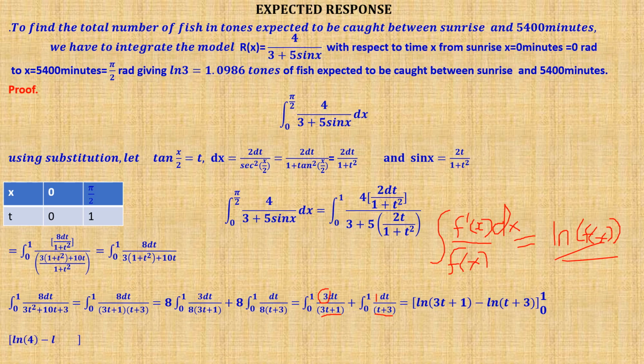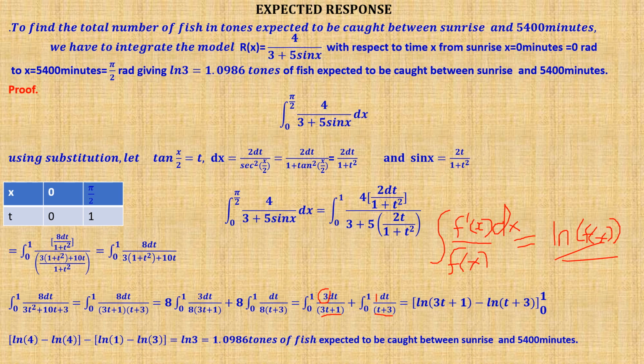So on simplification, I substitute in the limits, simplify everything, I remain with ln 3, which is an approximate value of 1.0986 tons of fish expected to be caught between sunrise and 5,400 minutes. For us to maneuver this case number 1, we had to use the substitution method.